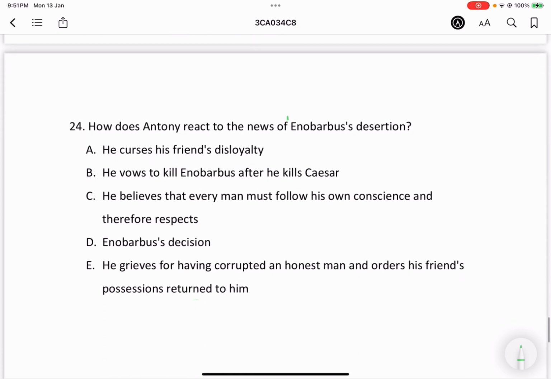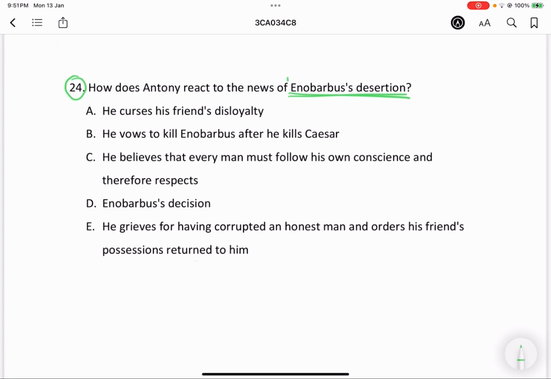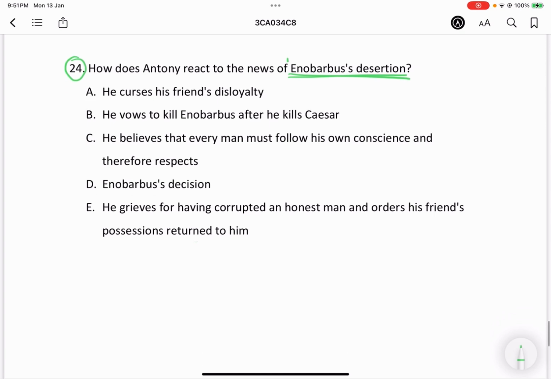Now, coming to the last question, 24. How does Antony react to the news of Enobarbus' desertion? How does Antony react to the news that Enobarbus has deserted him and joined his alliance with Caesar? It's option E. He grieves for having corrupted an honest man, and orders his friend's possessions returned to him.